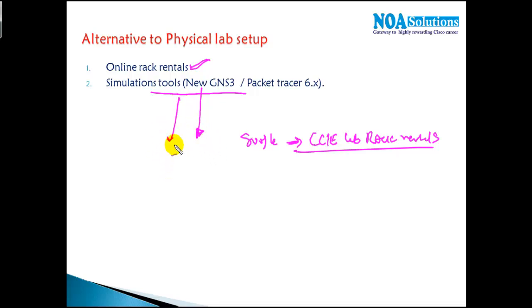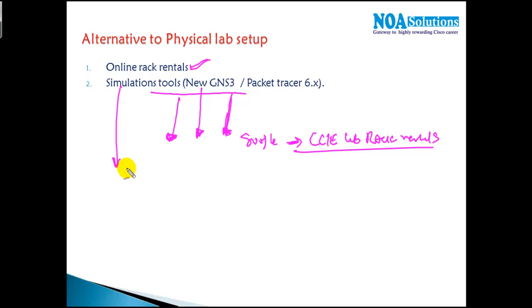Now, one drawback with these simulation tools is you may not get 100% tested results like you do on real devices, but it works most of the time. I'm not saying that it's not going to work, but it works most of the time. Sometimes there are issues or bugs in the software which can lead to not having a proper output, but that's a little bit rare. That's what I have realized.